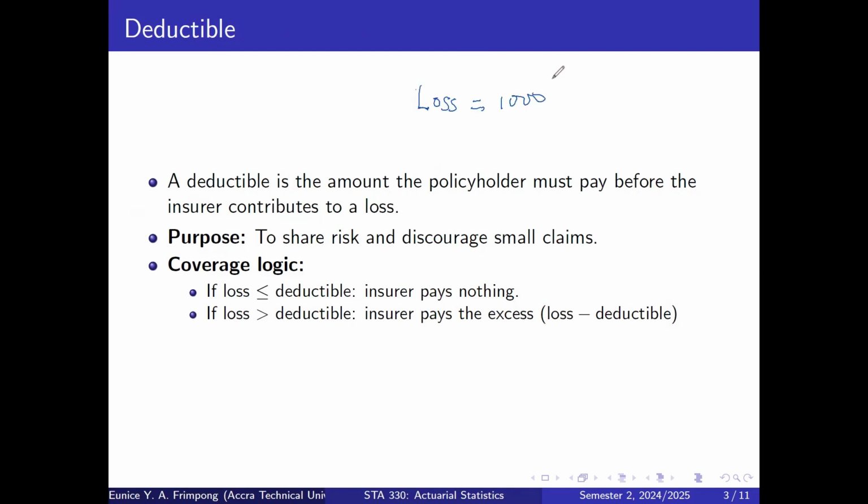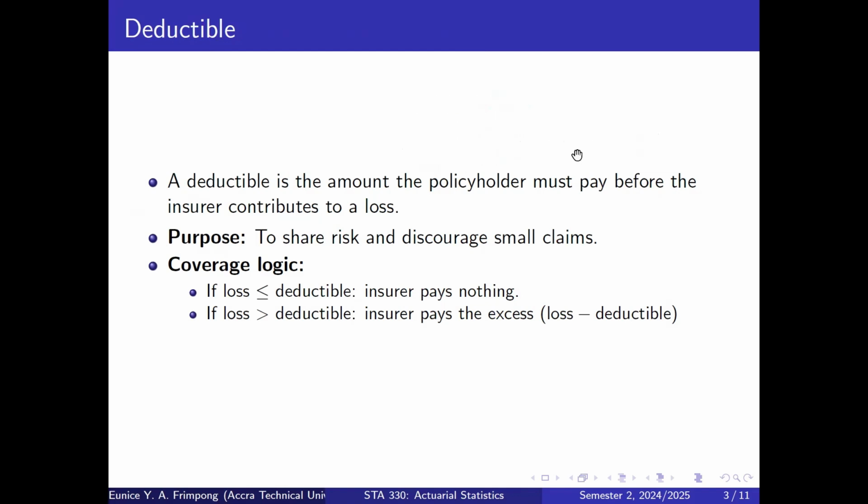So here your loss is 3,000. The deductible in the contract is 1,000. So the insurance company will pay only the loss minus the deductible, which is equal to 3,000 minus 1,000 equals 2,000. So the insurance will only cover 2,000, the portion that exceeds the deductible.